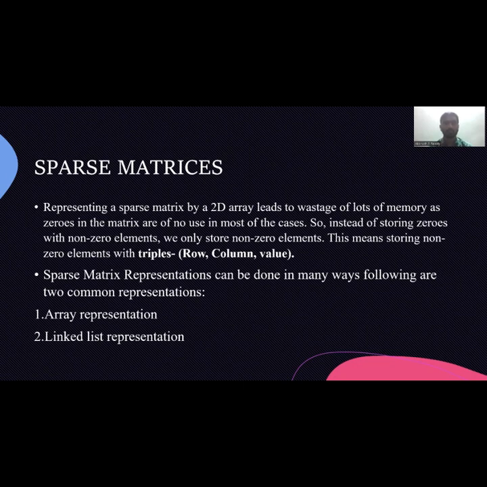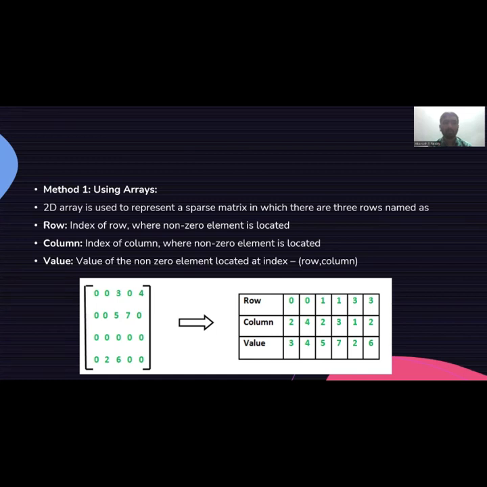So instead of storing the zeros with non-zero elements, we only store non-zero elements. That means non-zero elements are stored with the use of triples like row, column, and value. A sparse matrix can be represented in many ways, but what we use today is array representation. A 2D array is used to represent a sparse matrix in which the columns are named row, column, and value. Row is the index of the row, column is the index of the column, and value is the non-zero element stored at that row and column.